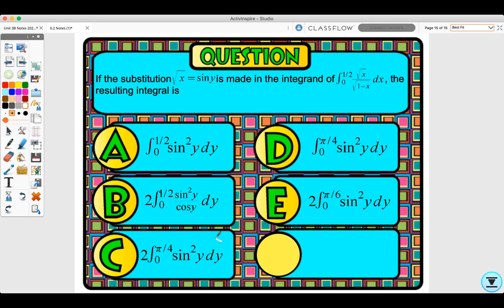The answer is letter C. If you have questions on this quick quiz, please ask it in class or come to check-ins and we'll go over it.